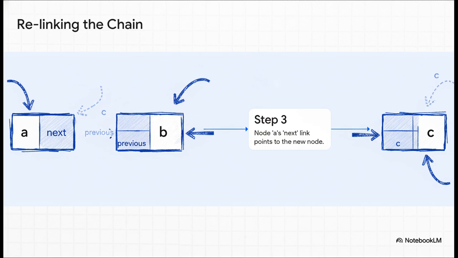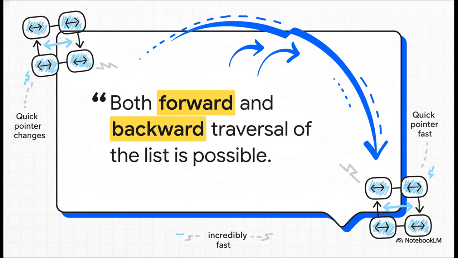We tell A, hey, your next neighbor isn't C anymore, it's B. And finally, we tell C, your previous neighbor is now B. And that's it. The chain is perfectly reconnected. We didn't have to walk the whole list. We just had to change a few pointers. Once you know where you want to insert something, the operation itself is what we call O of 1, or constant time. It is blazing fast, and it perfectly shows off the power of having that previous link.